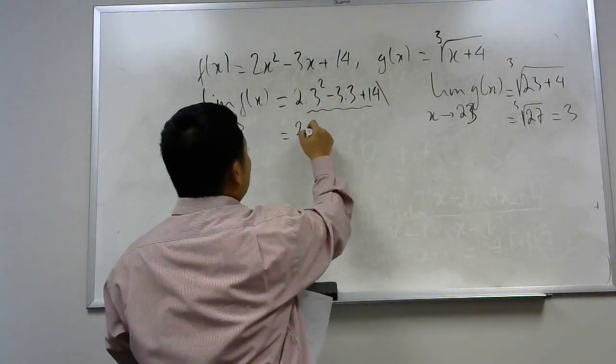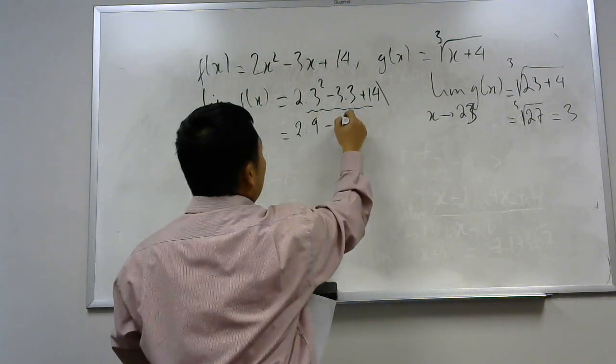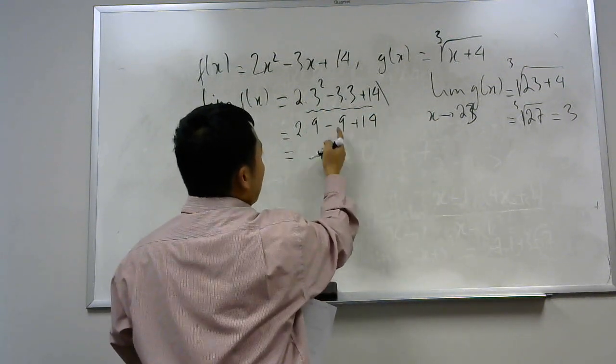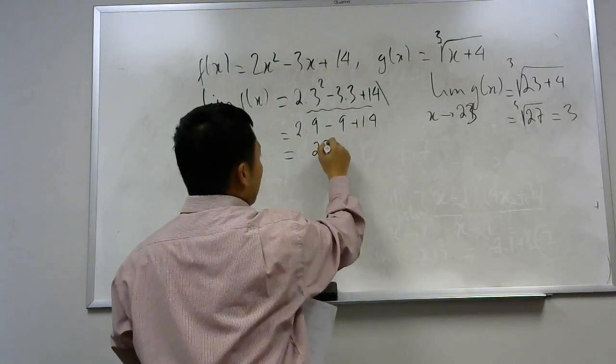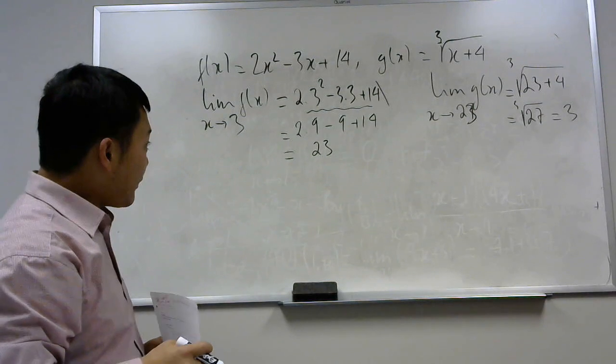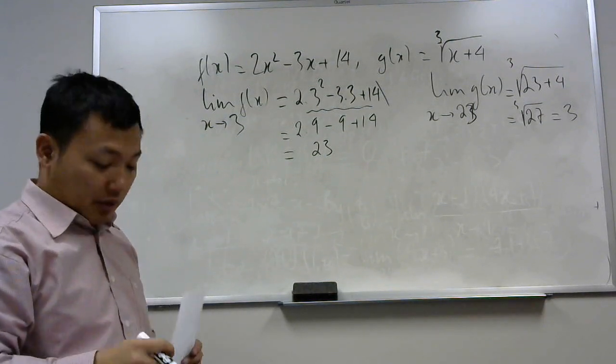So I have 2 times 9 minus 9 plus 14, right? So here's 2, 9 minus 9 is 9, 9 plus 14 is 23. Okay? Don't make a mistake in this computation.